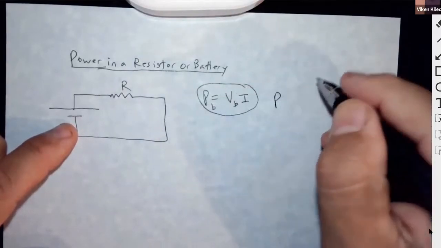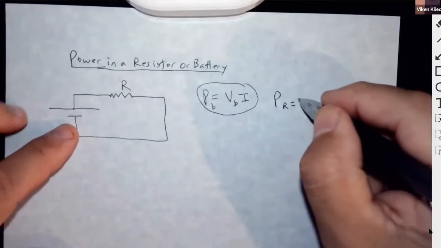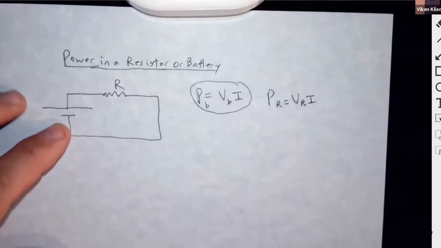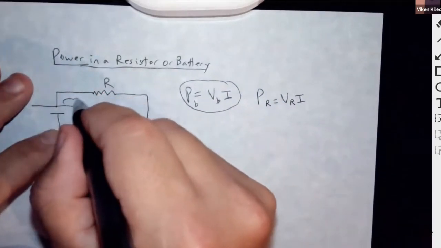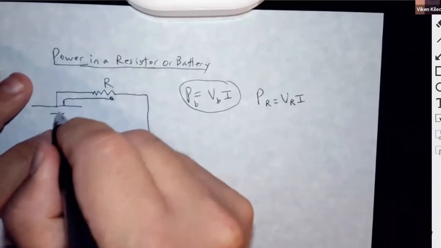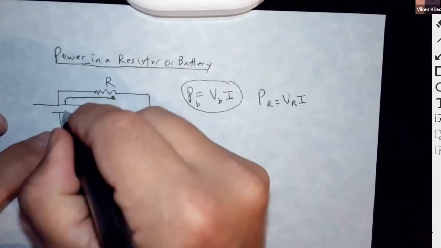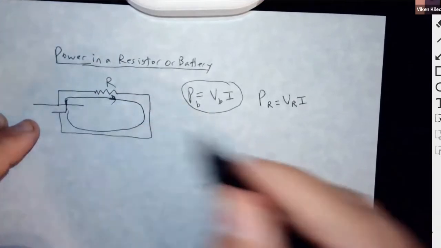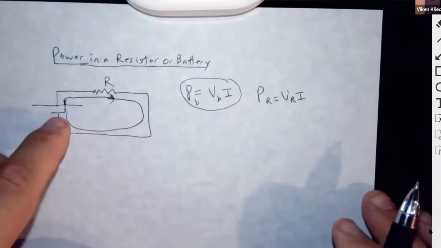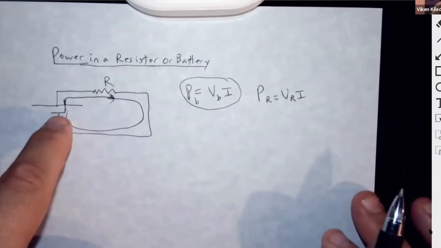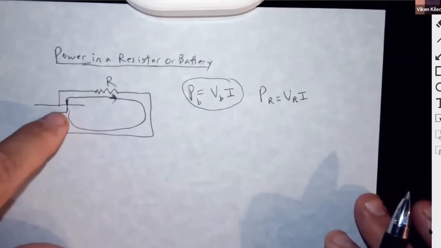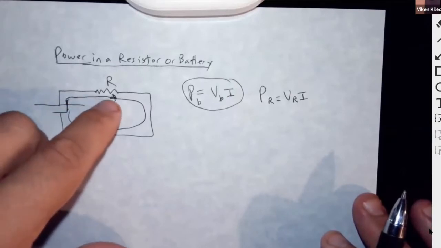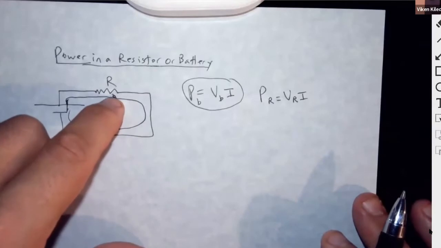The power dissipated in the resistor is the voltage across the resistor times the current running through the resistor. So the battery is producing some power and the current is flowing through the resistor. If the battery has no internal resistance, which I'm going to assume, then all the power produced by the battery is dissipated in the resistor.